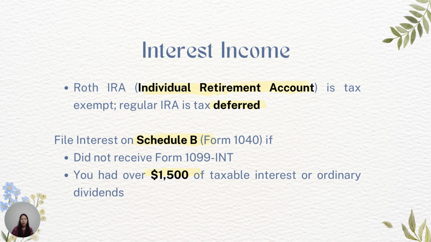So where are we filing the interest? As a VITA volunteer, you're going to be reporting this on Schedule B of Form 1040. Remember, we mentioned that schedules are like additional worksheets that organize additional information that the taxpayer has. So Schedule B is all about interest. You report any interest that the taxpayer might have received on Schedule B. If you did not receive a 1099-INT and you had over $1,500 of taxable interest, you will still have to record it on your tax return.